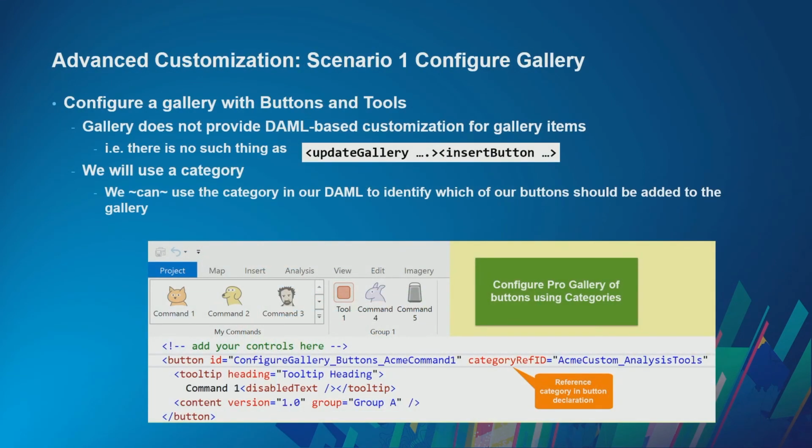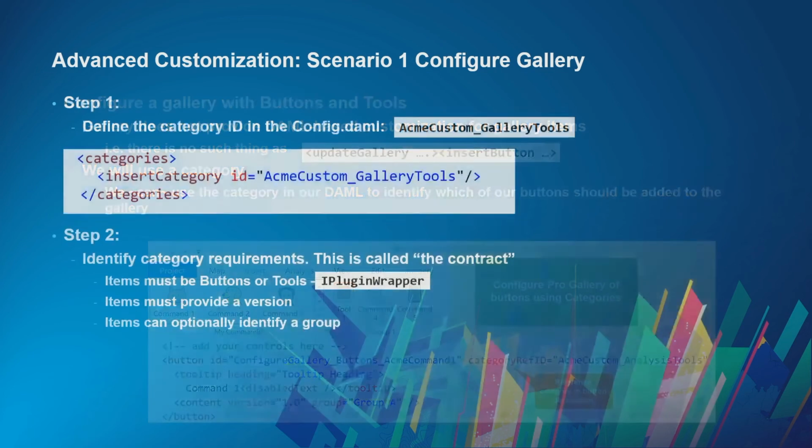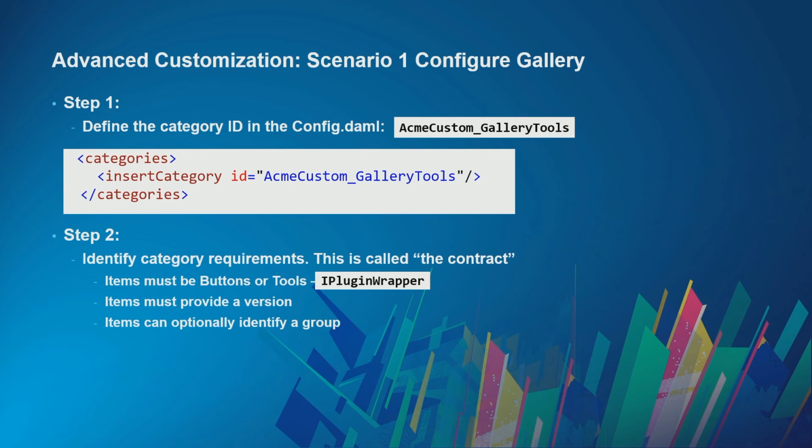So here is scenario one. I'm going to extend or configure a gallery to host a collection of buttons and tools. An important thing I want to mention here is that you cannot extend a Pro gallery using DAML. For example, there is no such pattern such as an update gallery insert button. So we are going to use categories to identify which buttons and tools will be hosted on our gallery. So let's walk through the steps for this scenario.